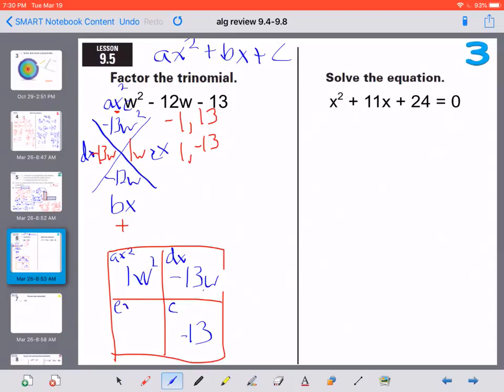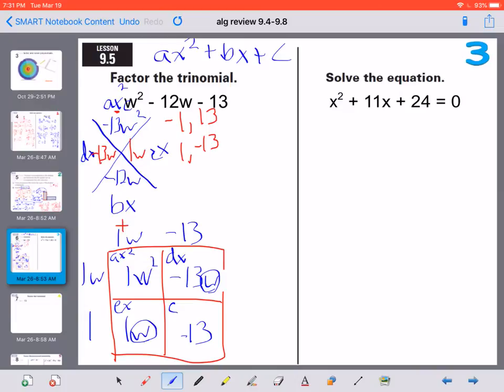And then we have x squared, which we found was just 1w squared. So the only things that multiply to 1 are 1 and 1. We have a w here and a w here. So I know that I have to have a w here and a w here. W times w gives us w squared. 1w times what gives us negative 13? Well, that's negative 13. And 1w times 1 is going to give us 1w.